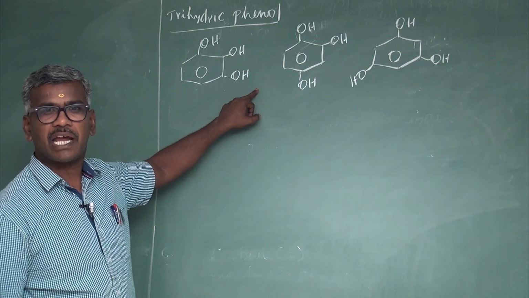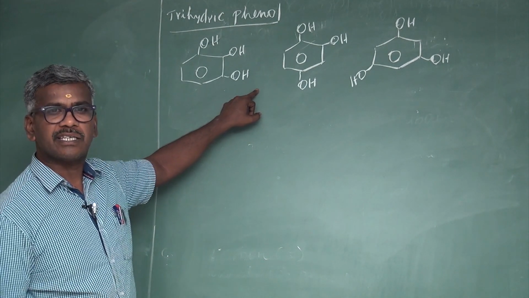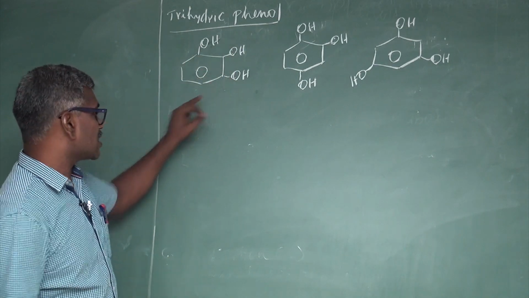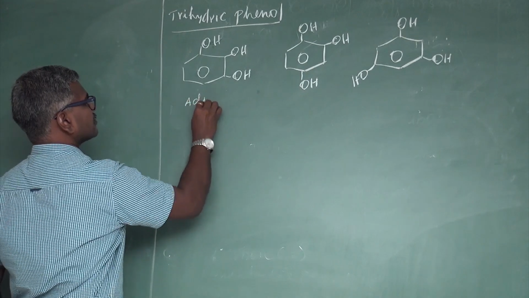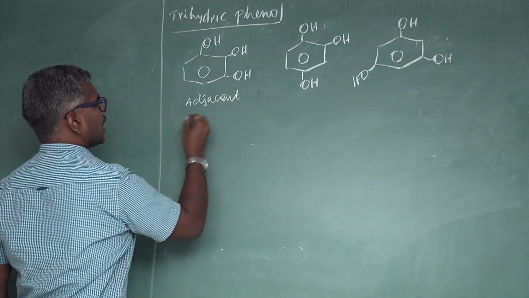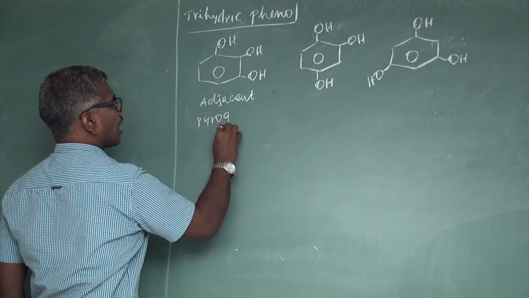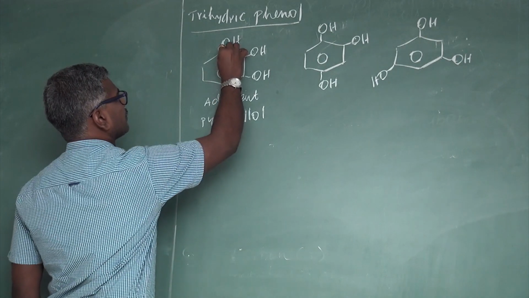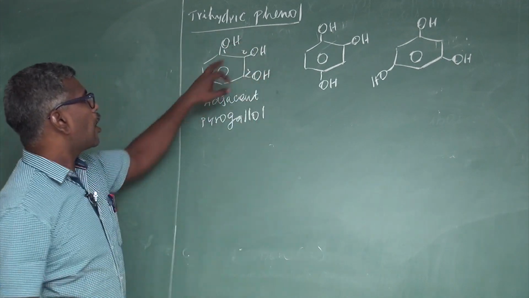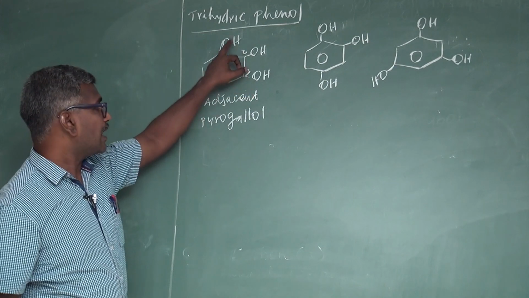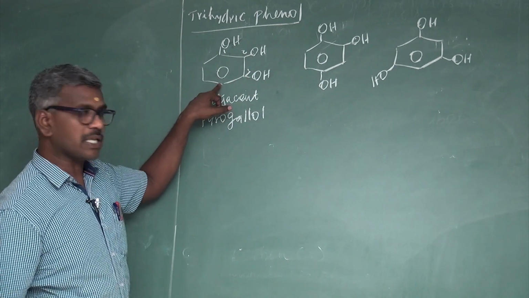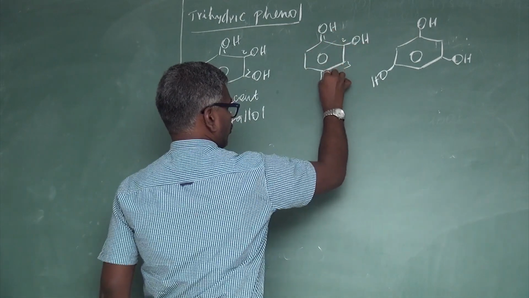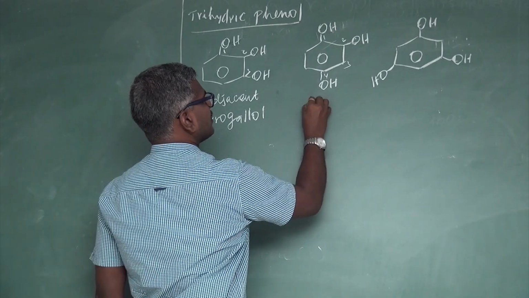What is the definition of trihydric phenol? Three hydrogens of the benzene nucleus can be replaced by 3 OH groups. This one is adjacent. The name is pyrogallol, a common name. The IUPAC name is 1,2,3-trihydroxybenzene. Then 1,2,3,4: this is unsymmetrical.